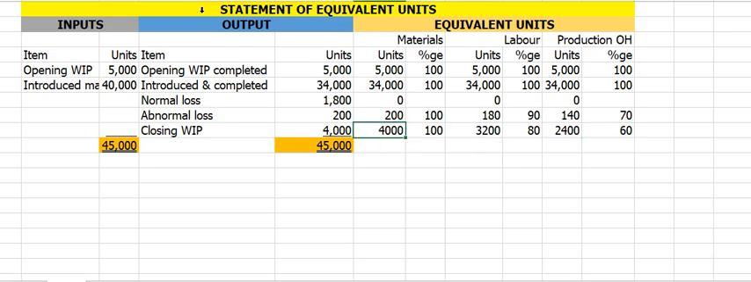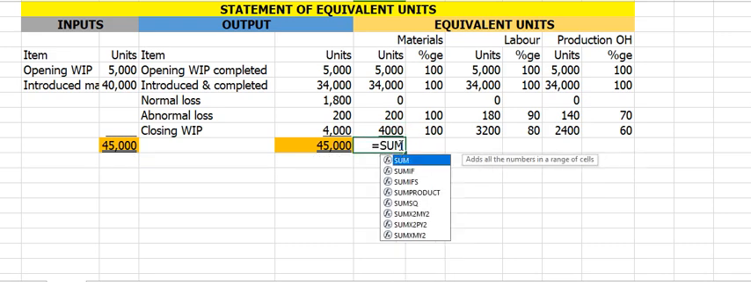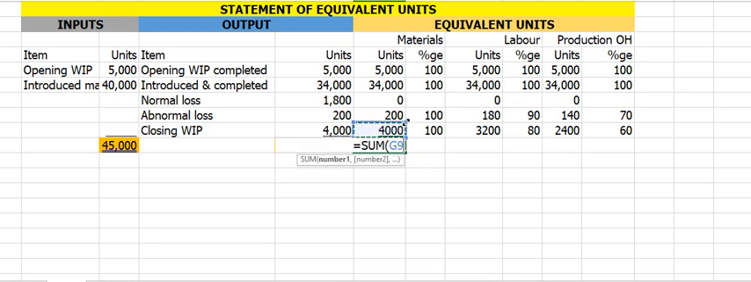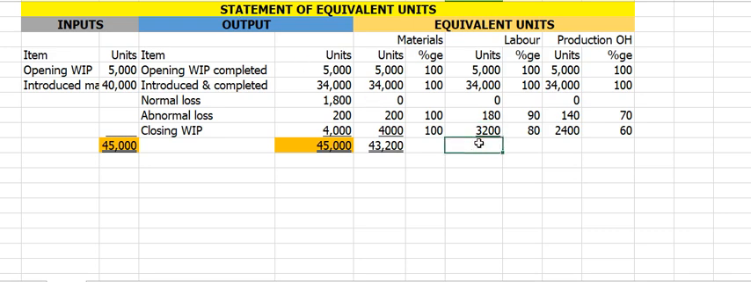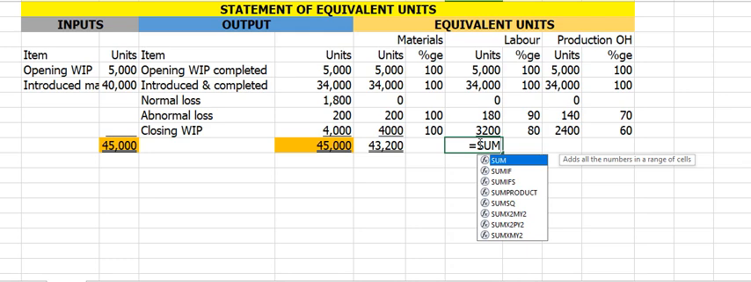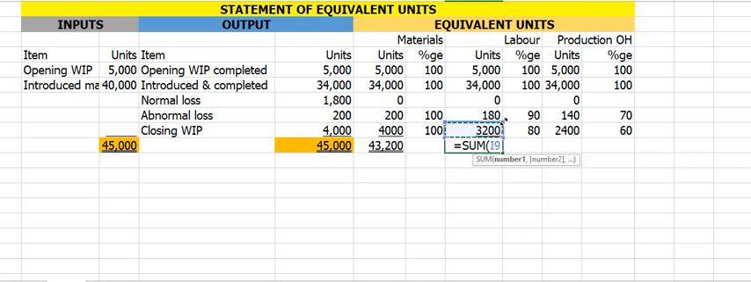So those are the equivalent units. We need to get their total. For the materials, we have 43,200 equivalent units. When it comes to labor, we add this up. That is 42,380. It comes to production overheads.